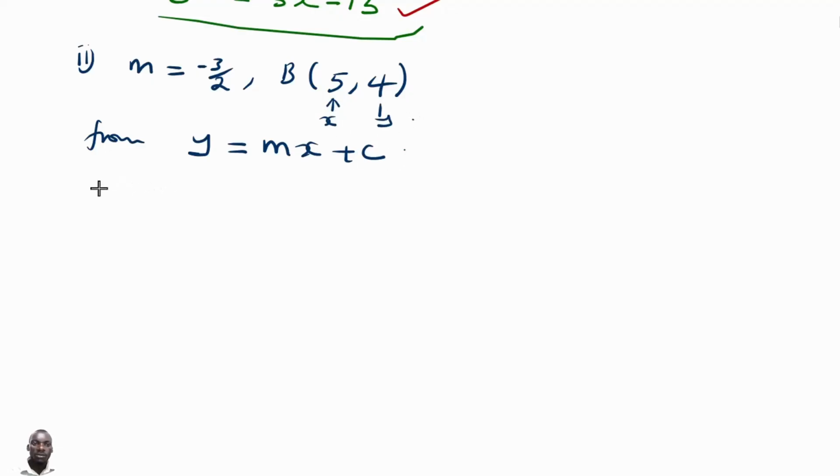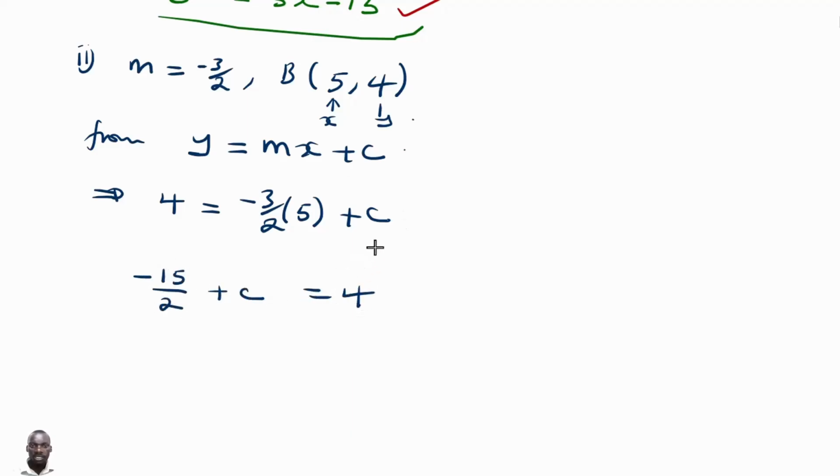So in here we are going to substitute in. It means that our y is 4 equals our m, which is negative 3 out of 2, times x, and our x is 5, plus c. So we want to get the value of c. Simply we have now negative 15 divided by 2 plus c equals 4.